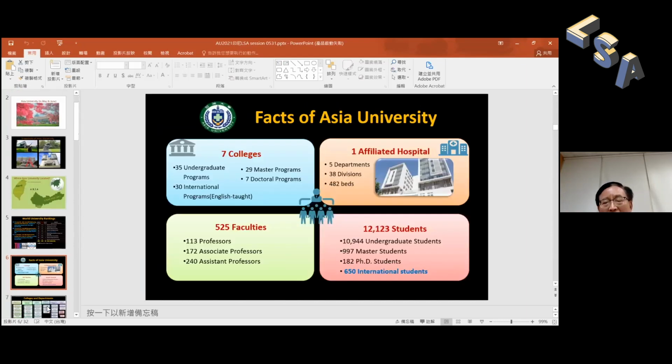And these are some facts about Asia University. We have altogether 7 colleges, 35 undergraduate programs, 29 master programs, 7 doctoral programs, and we also have 30 international programs. International programs means all taught in English. And the hospitals I just mentioned, this is our faculty, this is our students. We are roughly 12,000 students, not counting about 650 international students at the moment. We used to have about 900, but because of COVID-19, we lost some international students.